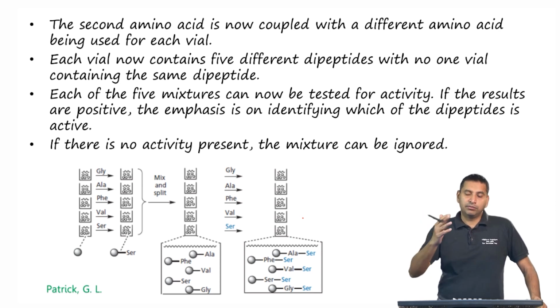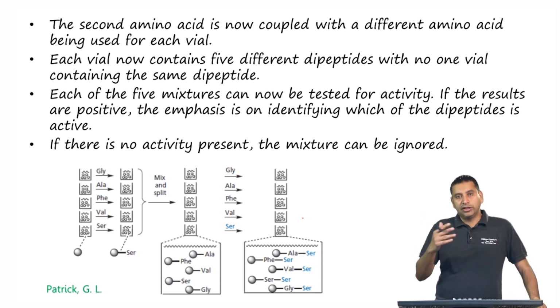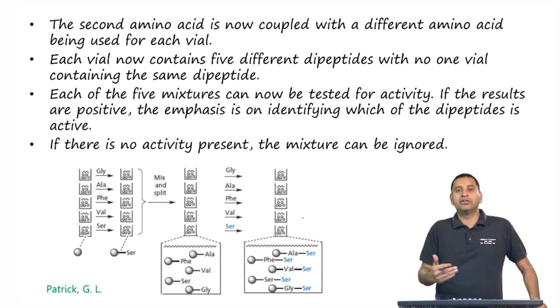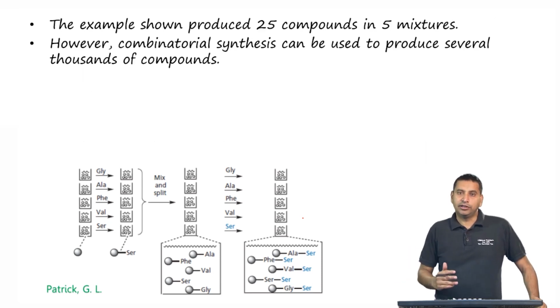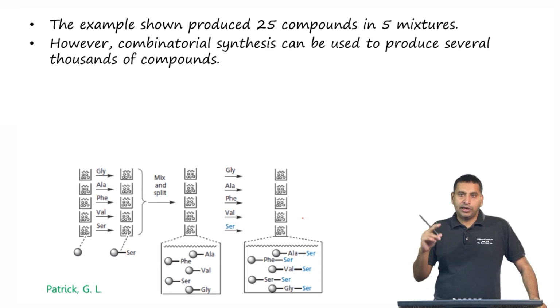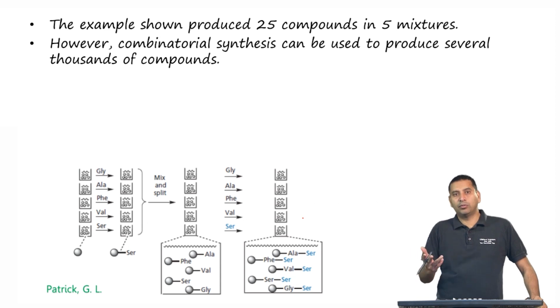But if the mixture has some activity, then we go back, and since we know exactly what the components of this mixture are, we can go back and synthesize each of these molecules and then screen them for the activity. So, in the example shown, we have been able to generate 25 compounds in 5 mixtures, but in reality we can actually have thousands of compounds using combinatorial synthesis.